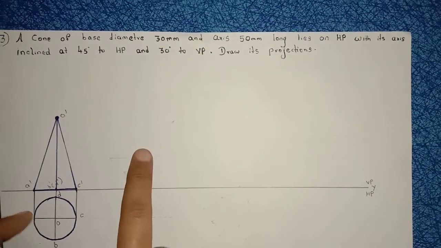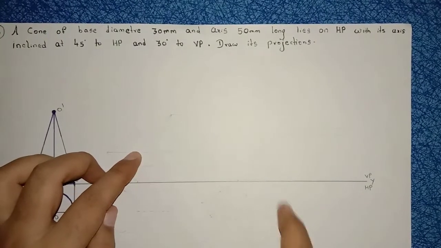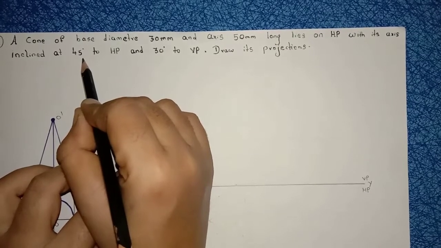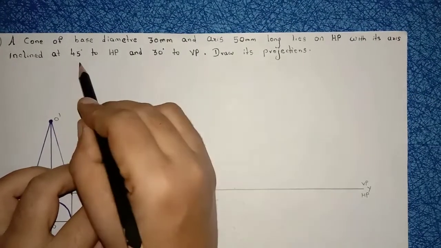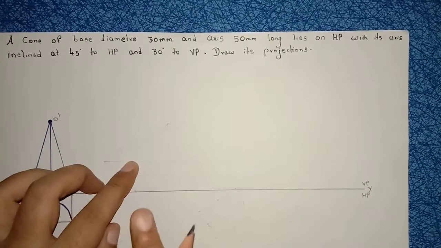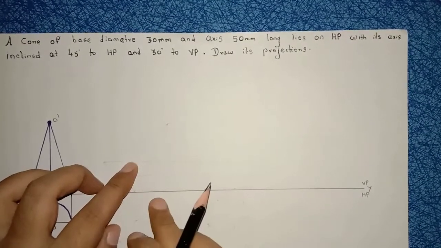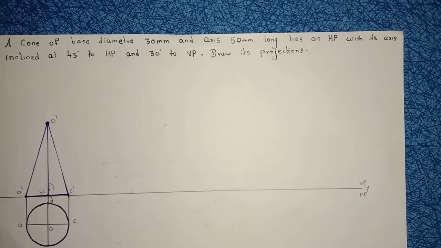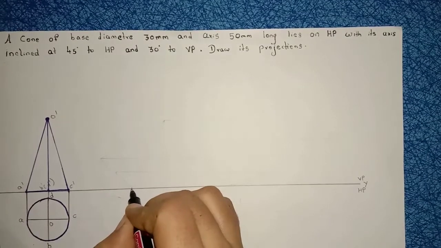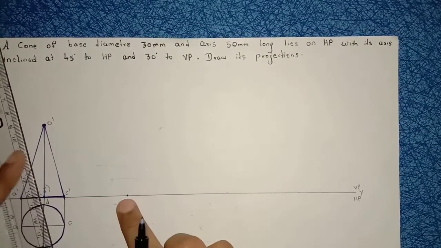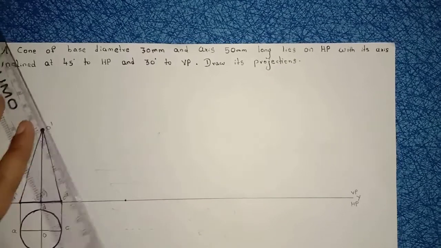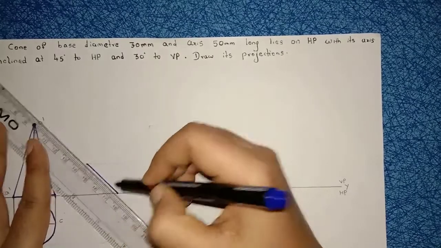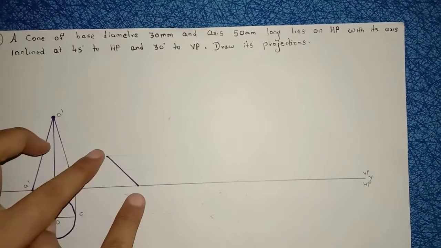In order to construct the third step, the axis should be inclined to HP. So the inclined to HP angle is how much? 45 degrees. So here the axis is at 45 degrees. I am considering the base at 45 degrees. I am measuring this length and drawing it here with an angle of 45 degrees. I will mark a point on the reference line, place my protractor here, mark 45 degrees, and now draw a line which is equal to this one.